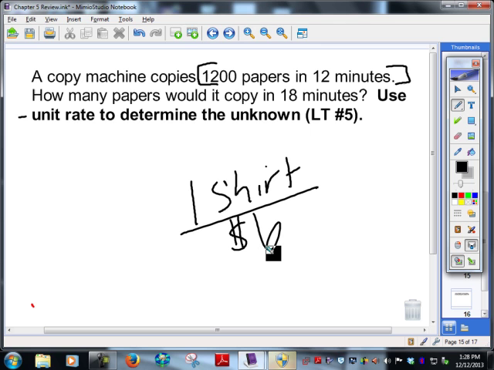Should probably write it the other way. But regardless, if it's a true unit rate, it's 6 shirts or $6 over 1. Regardless, you guys get my point. If I know that one shirt costs $6, if I want to buy 5 shirts, how can I figure out how much I'm spending?